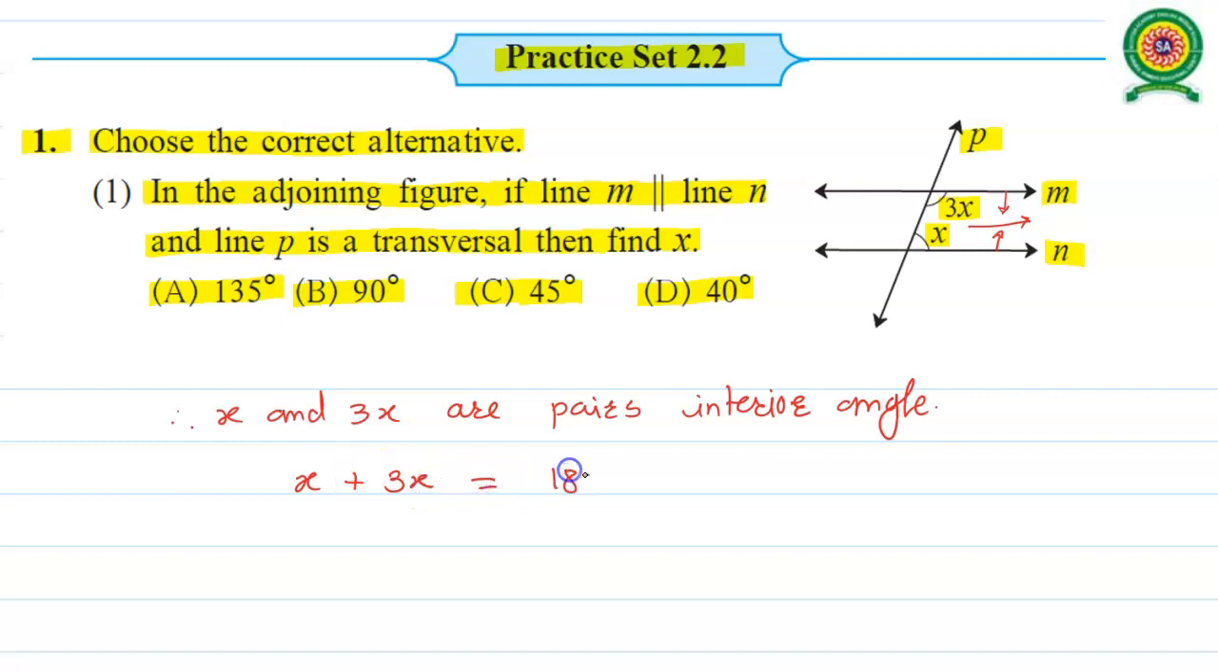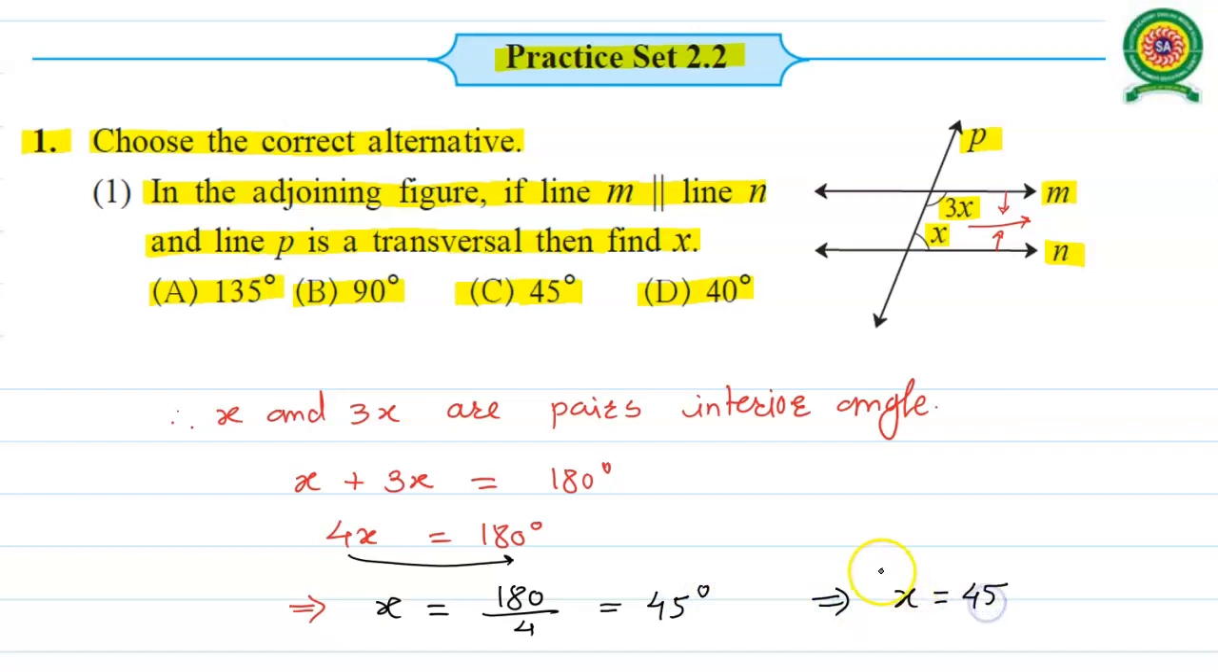means the sum of them becomes 180 degrees. So x plus 3x becomes 4x, so we have 4x equals 180 degrees. After shifting the 4 from LHS to RHS, we get x equals 180 divided by 4, and 180 divided by 4 is 45 degrees. So the x value becomes 45. So the correct option is option C, 45 degrees. The value of x becomes 45 degrees.